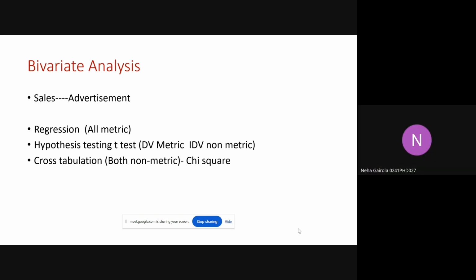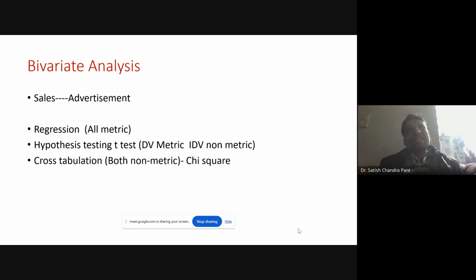Sir, can we have examples of all three: hypothesis testing, chi-square test, and regression, based on all metric, non-metric, and both non-metric? Yeah. Okay. Let's take an example.